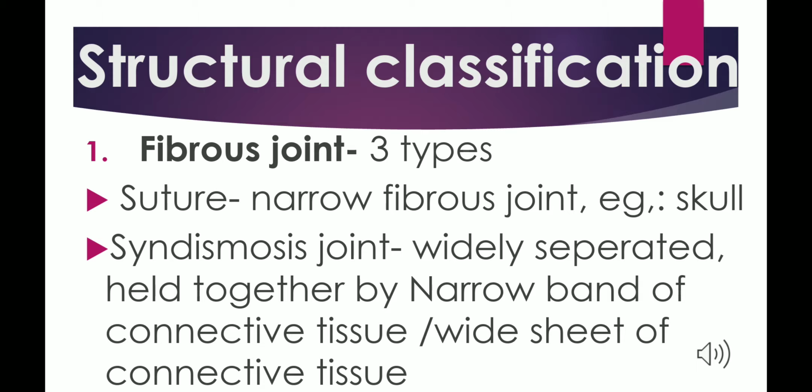So the second one is syndesmosis joint, and in syndesmosis joint the articulating bones are widely separated and held together by a narrow band of connective tissue called as ligament or a wide sheet of connective tissue called as interosseous membrane.